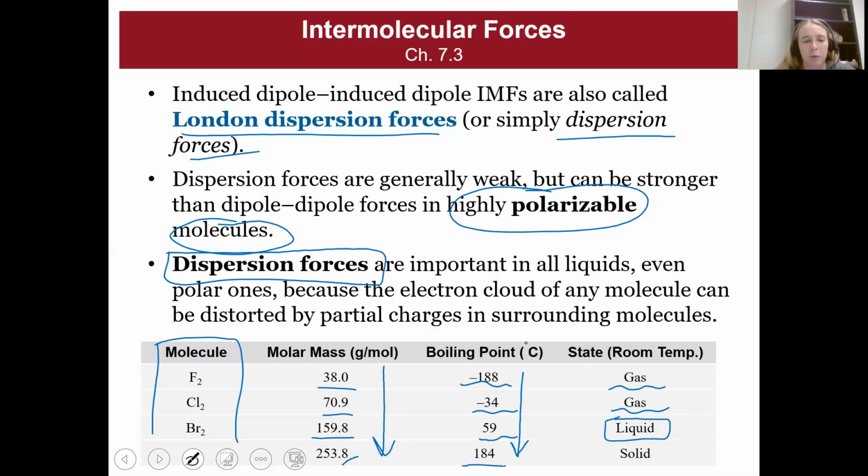And if we keep going, iodine has the strongest dispersion forces holding it together. So a sample of iodine molecules is found at room temperature as a solid because these molecules are held together very tightly. We have a dense, condensed phase, which is a solid.